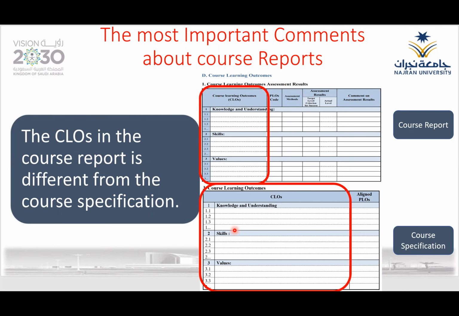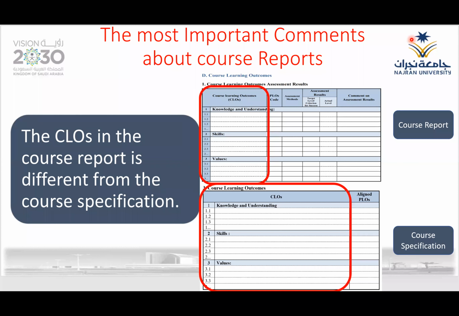It means that you are not following, or we are not following, what was in the course specification. What should it be exactly? All the CLOs written in the course specification should be reflected in the course report. The original is the course specification, and based on that we are teaching all semester. Then we are evaluating our achievement in the course learning outcomes that came from the course specification. So their comment is that they found some CLOs in the course report different from the course specification.